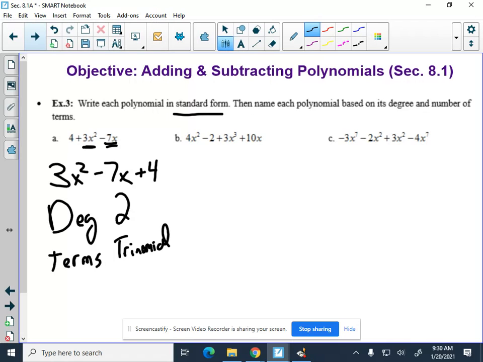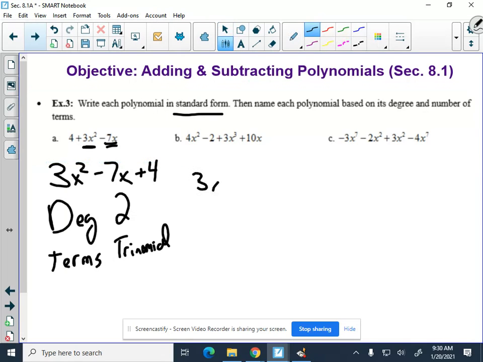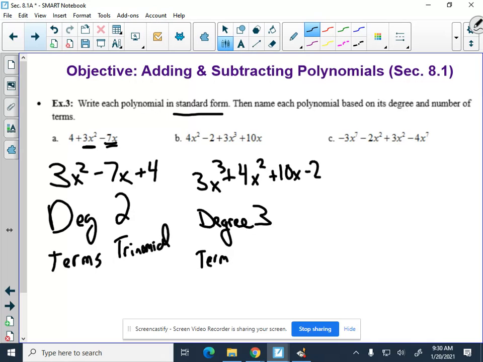Highest power. That makes it degree 3, because the number up in the air is the degree. That's the highest power, so it's degree 3. Then we come down 1, 4x squared. Then we come down another 10x. Then we come down another minus 2. How many terms? Four terms, so we call it a polynomial. Poly means many terms.